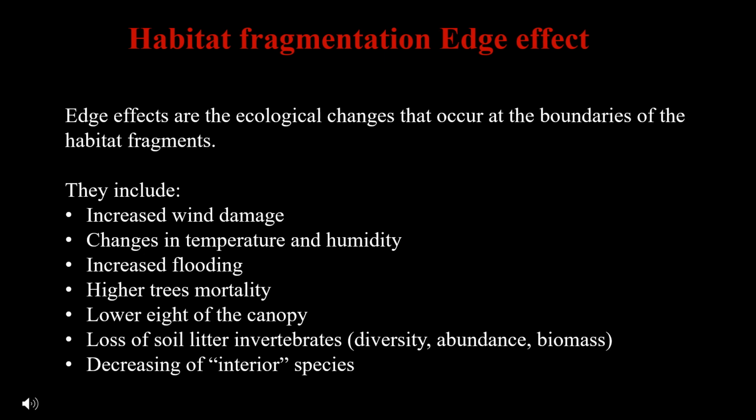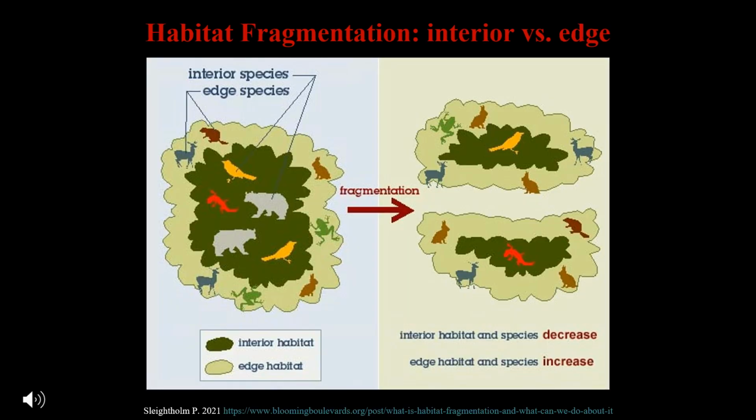Among the many negative consequences that occur at the boundaries of habitat fragments due to the edge effect, we can list an increase in wind damage, changes in temperature and humidity, an increased probability of flooding, higher tree mortality, a lower height of the canopy, and the loss of soil-litter invertebrates in terms of either diversity, abundance, or biomass, and in particular, we record a generalized decrease of the so-called interior species. A consequence of edge effect is that the parcels have not only a smaller area, but also a lower ecological quality.